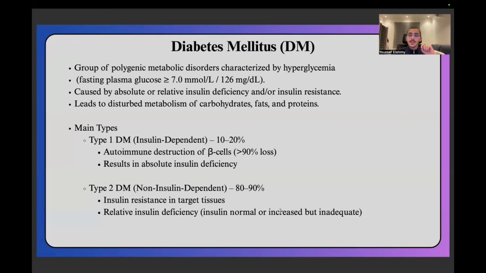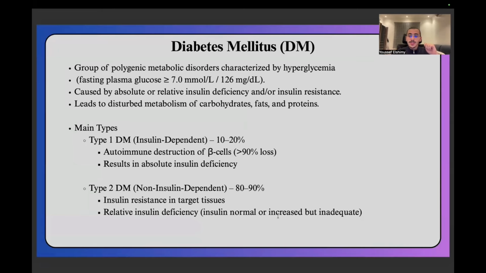What happens in diabetes? It's either caused by absolute deficiency of insulin or there is insulin resistance. So either you don't have insulin, or the insulin is not functioning and there is insulin resistance. And all of this disturbance would lead to disrupted metabolism of carbohydrates, fats, and proteins. We have two main types: type 1 and type 2.